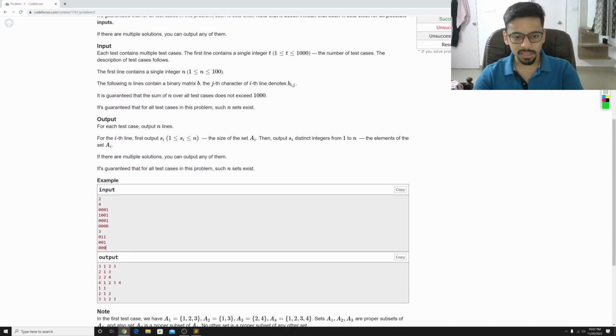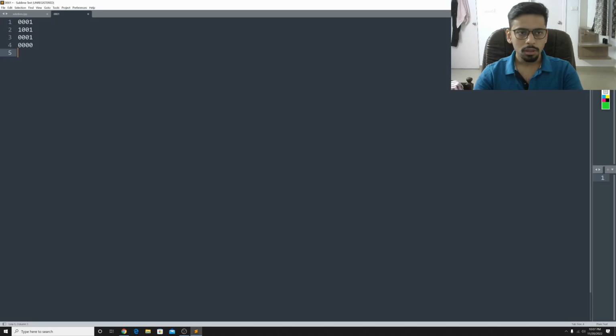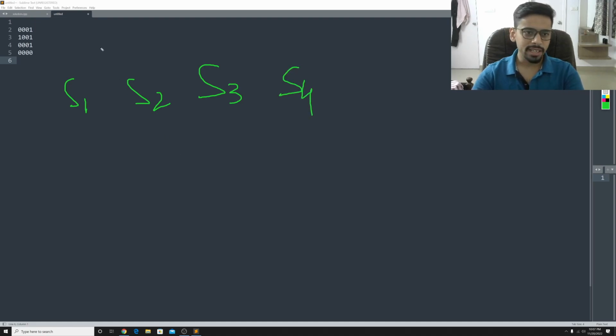Let's take one of these examples. Let's take this one. So the binary matrix is 0, 0, 0, 1, 1, 0, 0, 1, and so on. If you think of this particular matrix, you have to construct four sets, S1, S2, S3, S4. And forgive my handwriting, but this is the best I can do with a mouse. Not that I can write better without the mouse, but yeah.